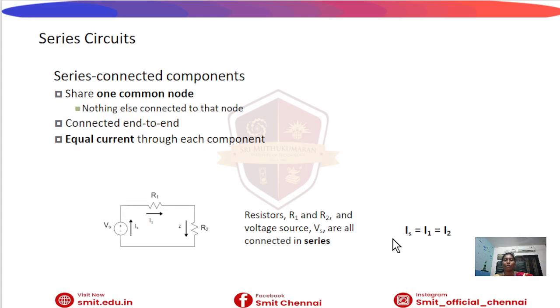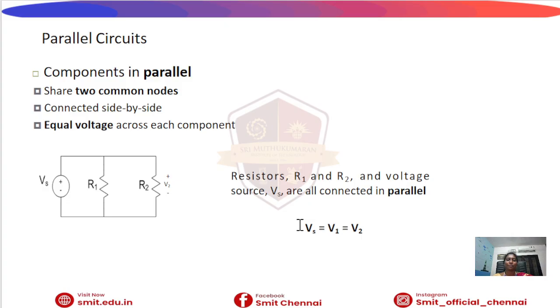So what is the current flow? The source current IS is equal to the current in the resistor R1 and the current in the resistor R2. So we denote here IS equals I1 equals I2. The source current is equal to the current through R1 and R2 because the current has only one path to flow and it cannot split.